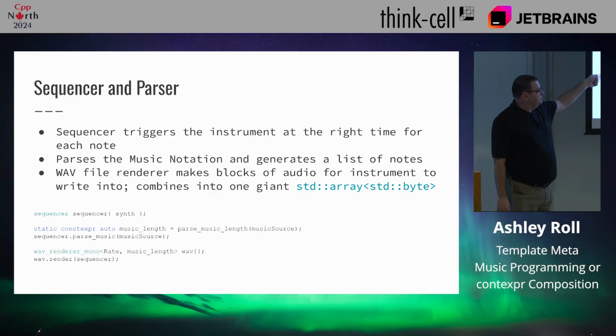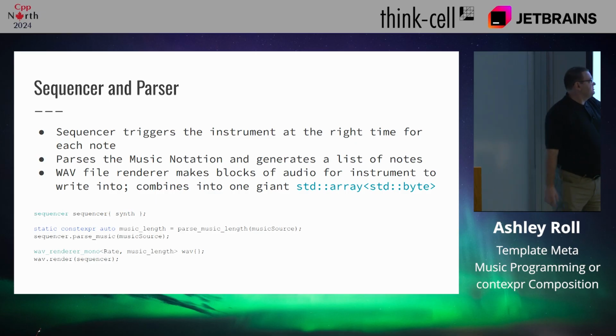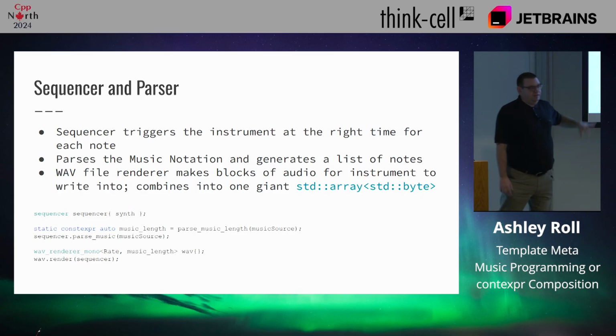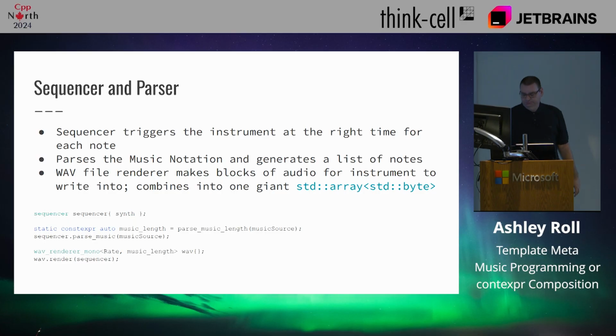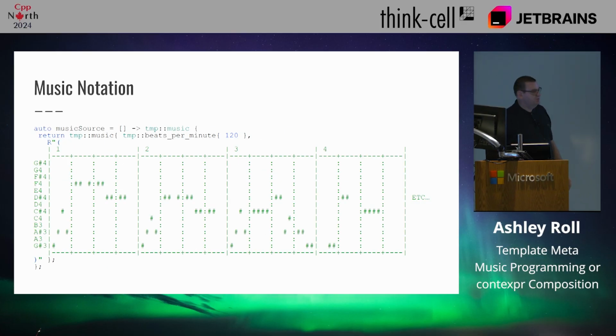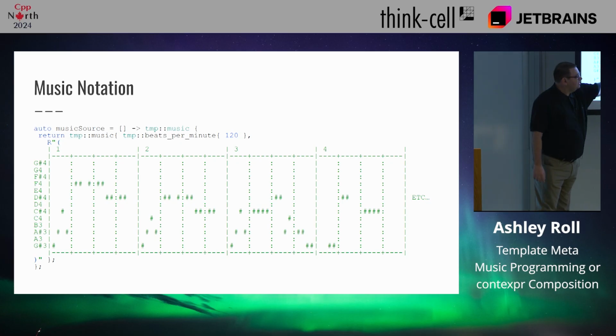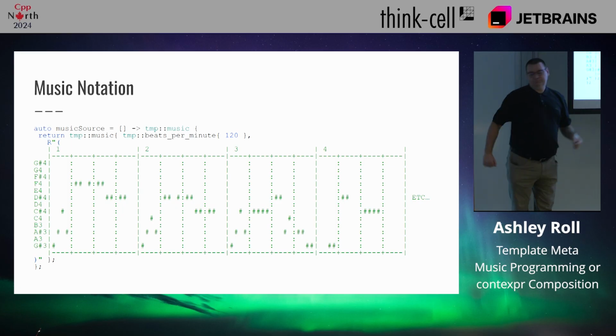I calculate the length of the music from this music score source here, which we'll see in a second. I tell the sequencer to parse that, and we go off and render it into our wave renderer, and then output that into the executable. So here's our music notation. I think you can probably understand it. You've got our notes here. Time goes this way. These are our bars. These are notes. So the longer they're held down, the longer the note.